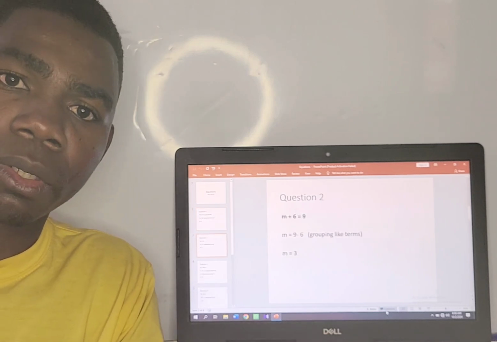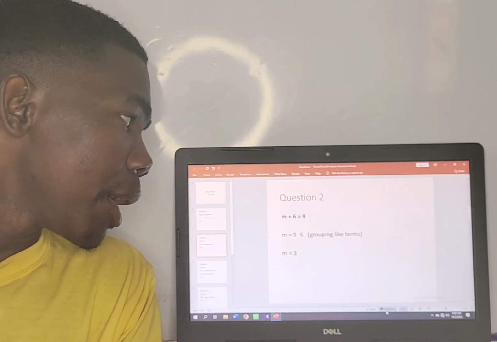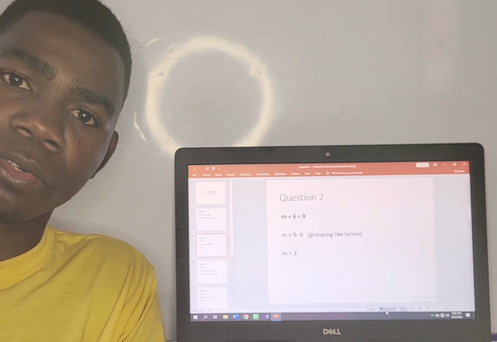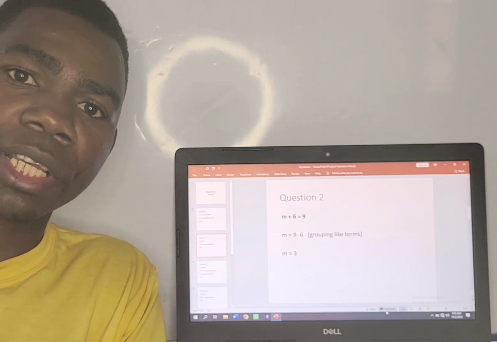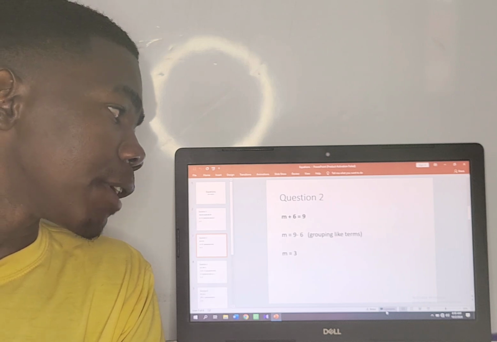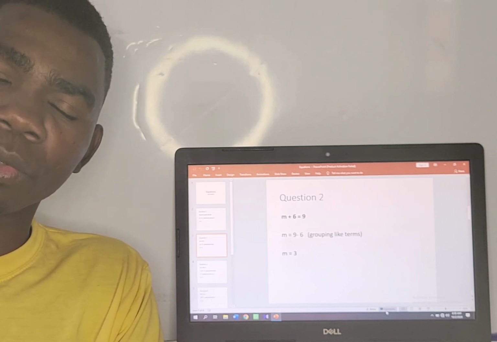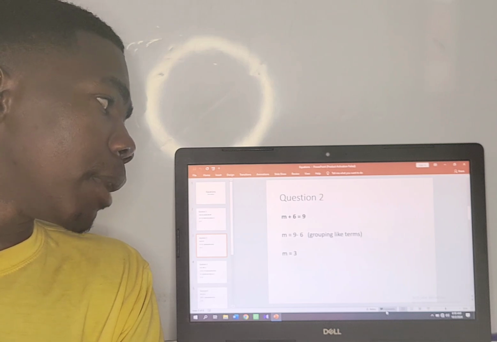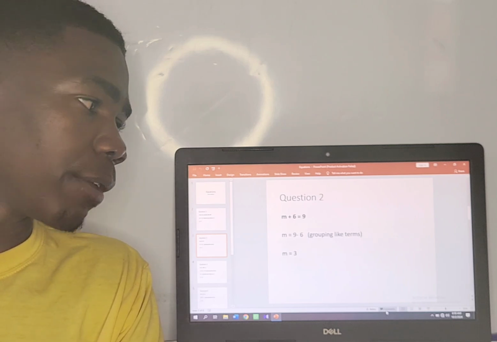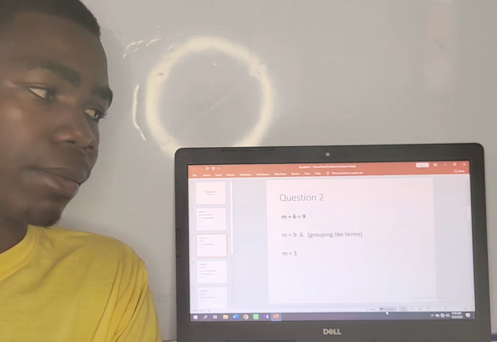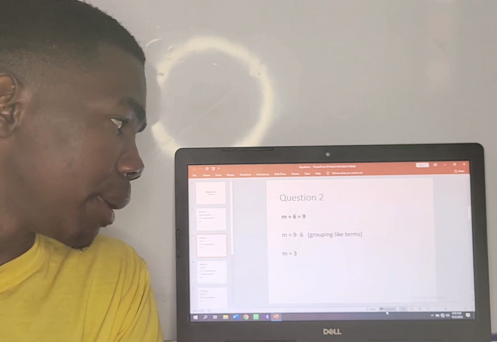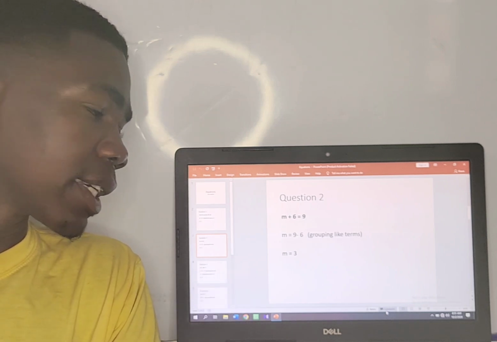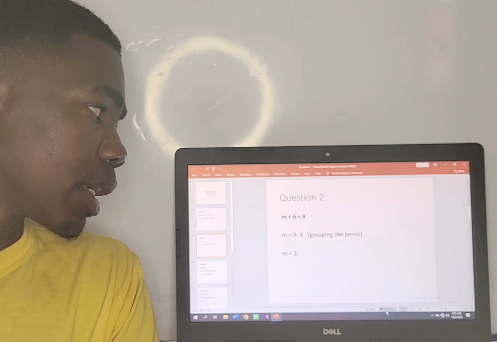Problem number 2. We are given the question: m plus 6 equals 9. This condition is different from the first concept. If we want to solve this equation, m plus 6 equals 9, we have to group what you call like terms. So grouping like terms from this problem, we have to take plus 6.